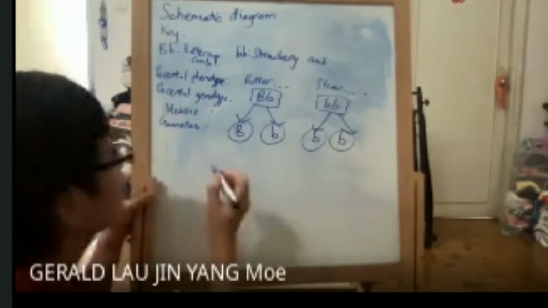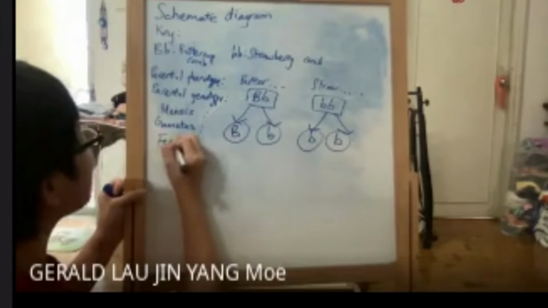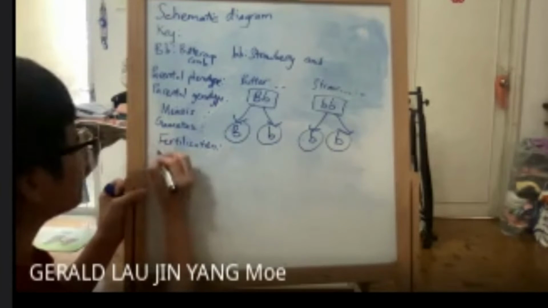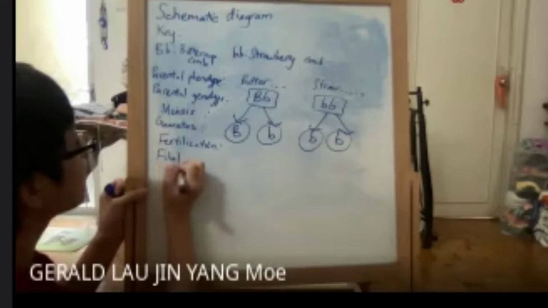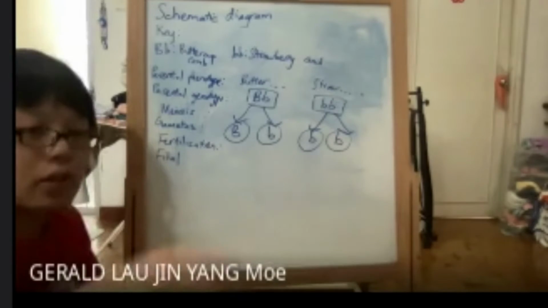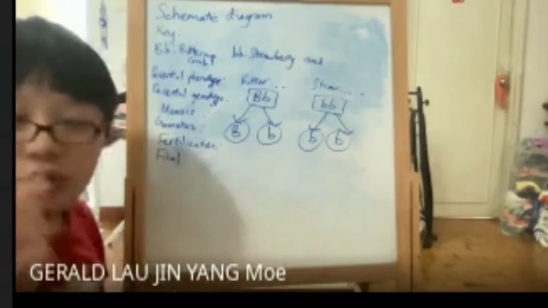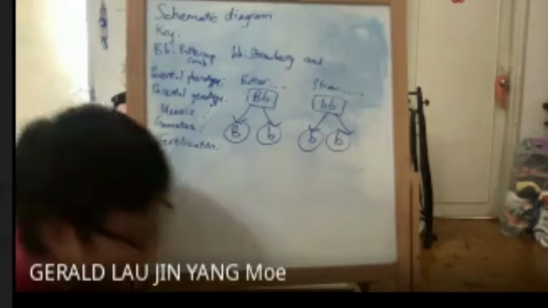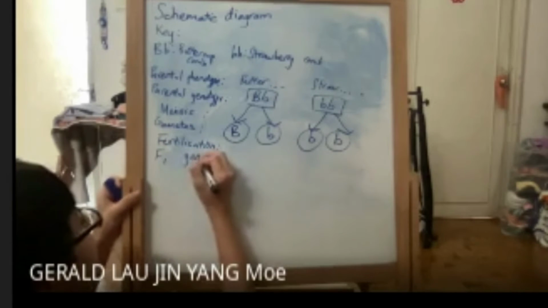Now, after gametes, what happens? Fertilization. And then you will form your filial generation. Did they use filial or what? F1 genotype also can. Okay, F1 genotype.